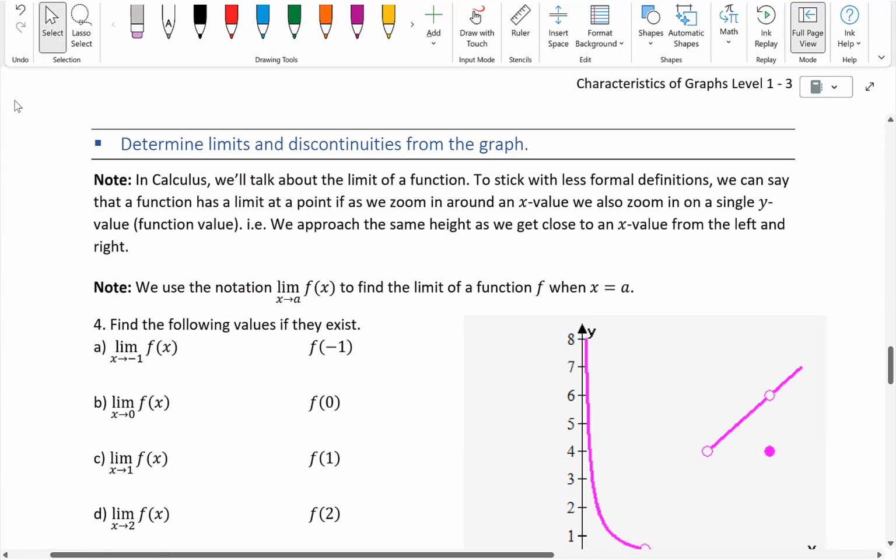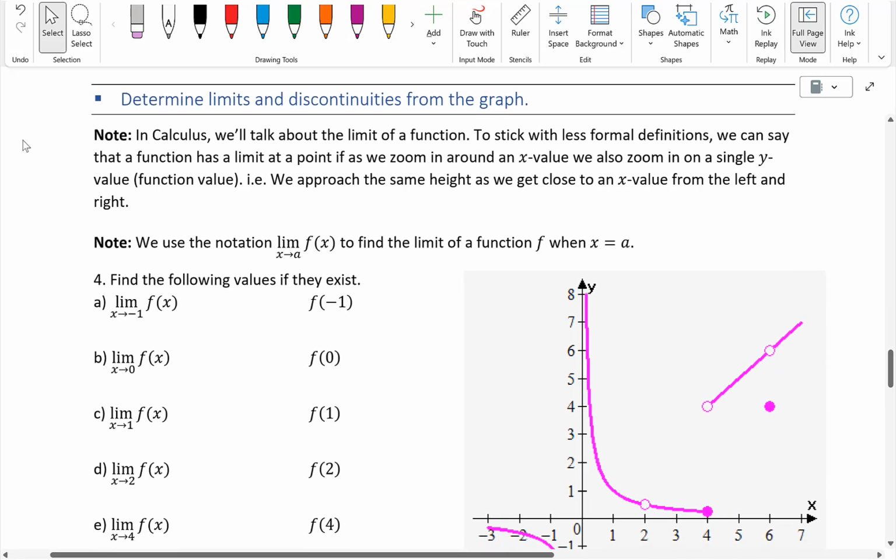All right, something that's probably new for most of you, we're determining limits and discontinuities from the graph. So note here in calculus, we'll talk about the limit of a function. To stick with less formal definitions, we can say a function has a limit at a point if as we zoom in around an x value, we also zoom in on a single y value, or function value, i.e. we approach the same height as we get close to an x value from the left and right.